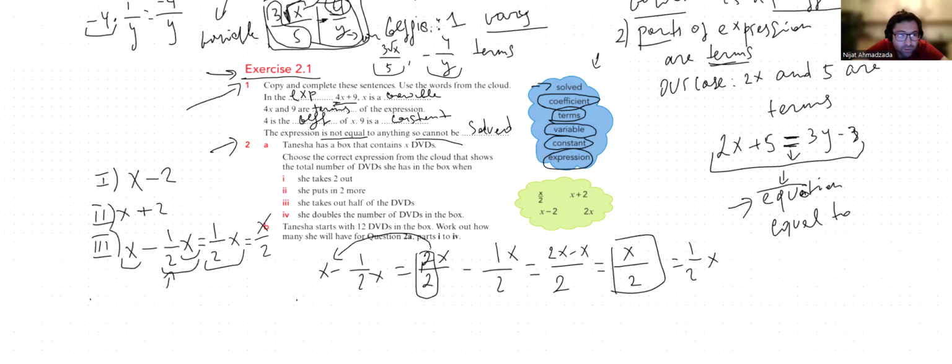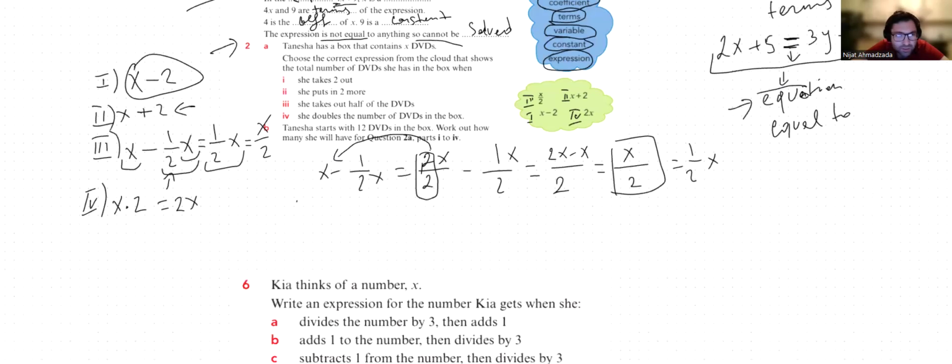So part 4, she has again X number of DVDs. She doubles the number of DVDs. So doubles means multiply by 2, or just 2X. So that's it. We have to choose those from the box. Part 1, we got X minus 2. Part 2, we got X plus 2. Part 3, we have X over 2. Part 4, we have 2X. Okay. That's it. Part B, you can do it yourself.